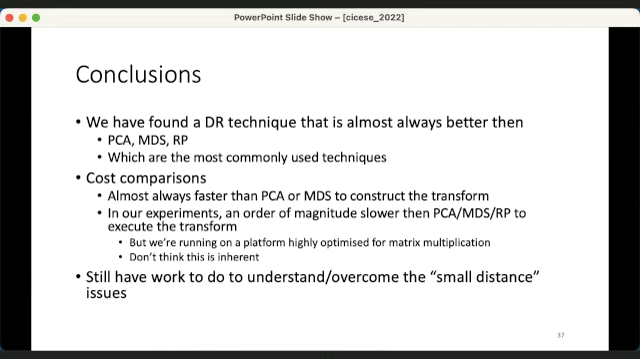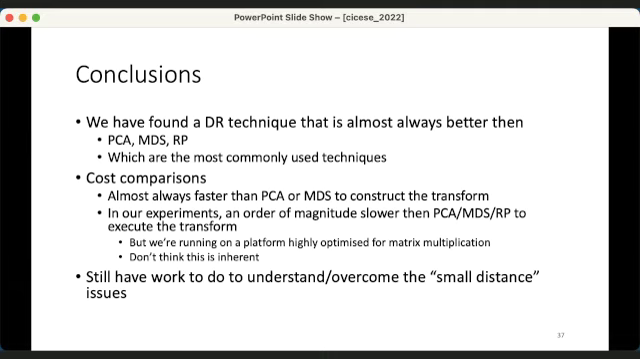We've definitely found a new dimension reduction technique. It's almost always better than all of the well-known established techniques. That's a pretty good result. That's for Euclidean spaces, but you can also apply it to many non-Euclidean spaces, and essentially it's always better than landmark, which is the only other technique I know of for non-Euclidean spaces.